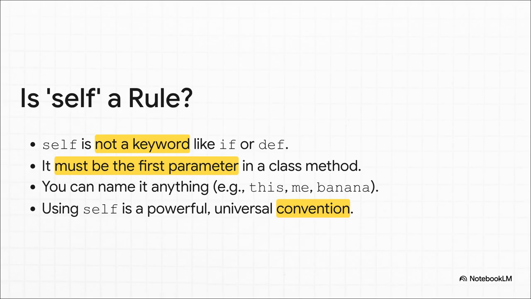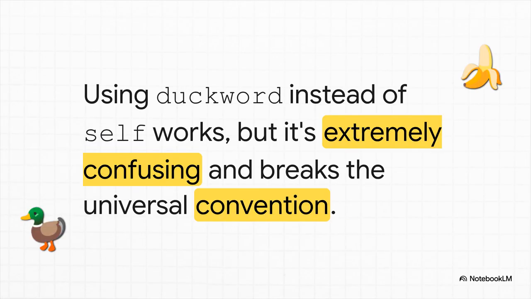But, and this is a very big but, just because you can doesn't mean you should. Using self is a powerful, universal convention. And just to prove the point, look at this weird code. It uses duckword and yellow duck instead of self. And guess what? It works. Python doesn't care about the name, but you should. Please do not copy this.